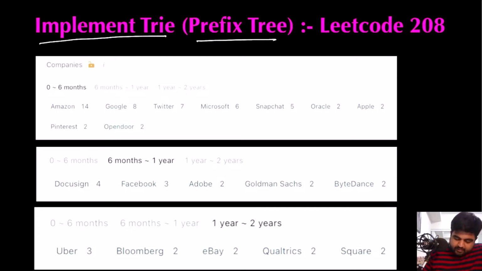And if we see some of the companies where I want to get a job, who already asked this question, there are companies like Amazon, Google, Twitter, Microsoft, Oracle, Apple, Facebook, Goldman Sachs, Uber and Bloomberg. So that's why I'm paying my utmost attention. I hope you also enjoy the video.